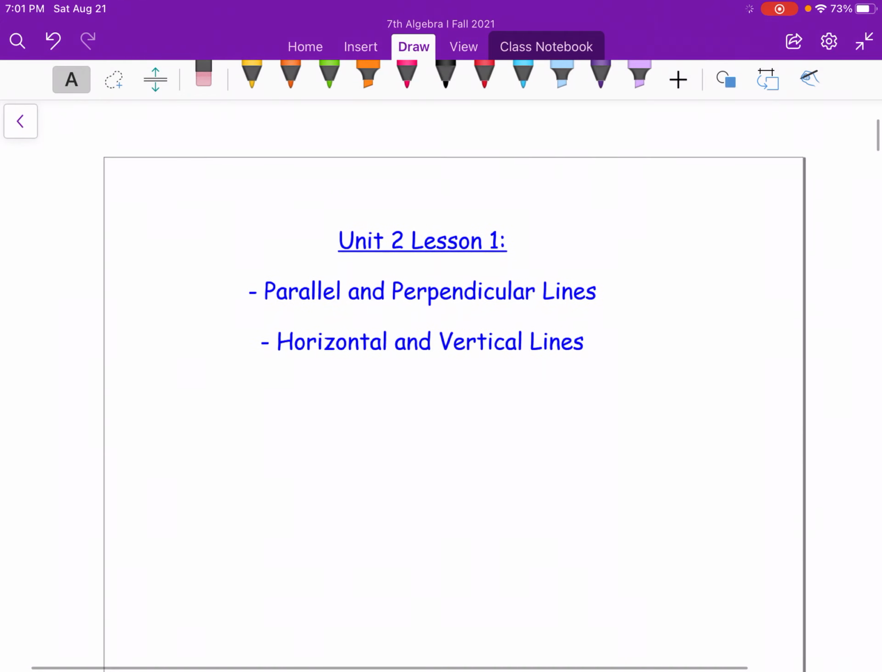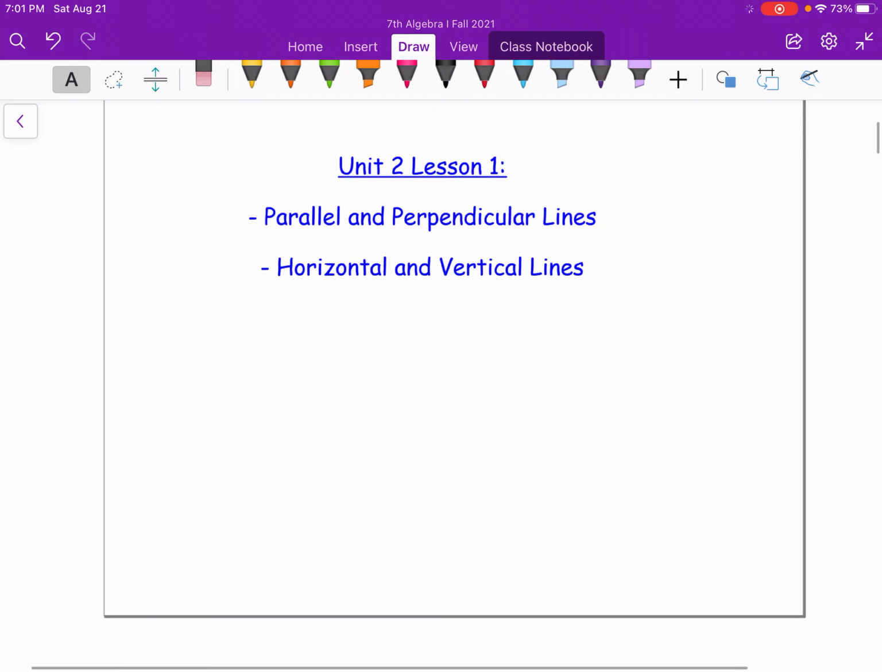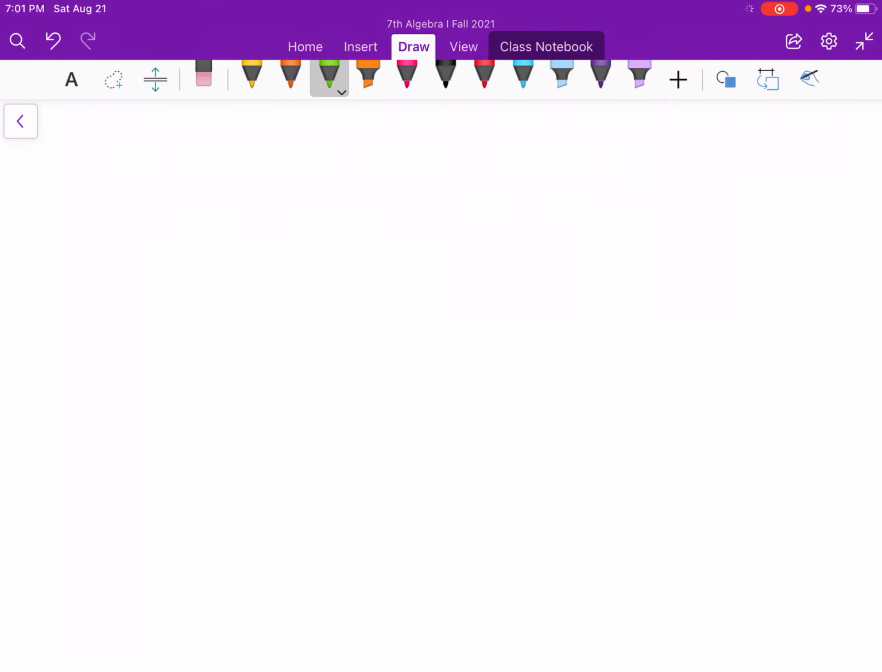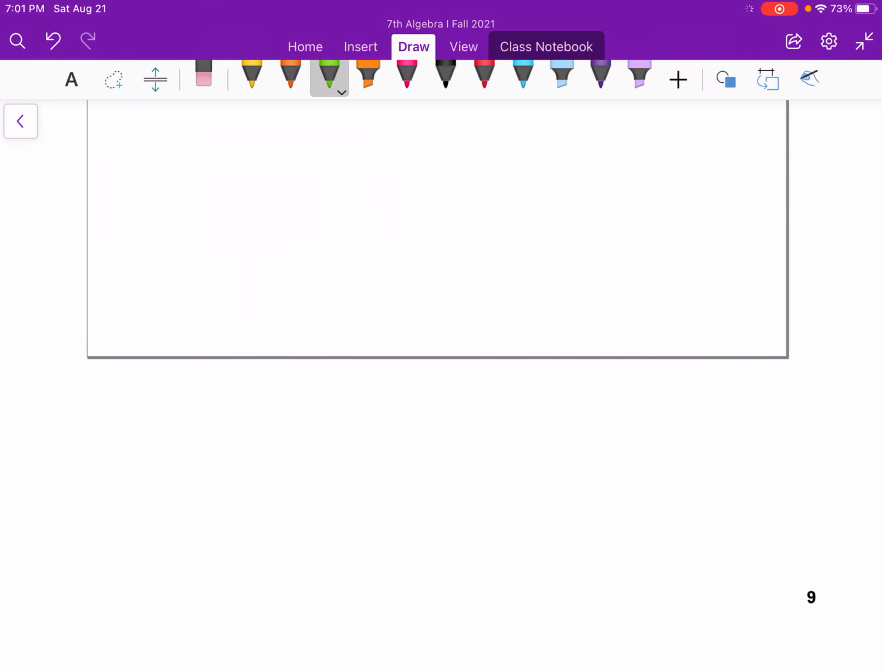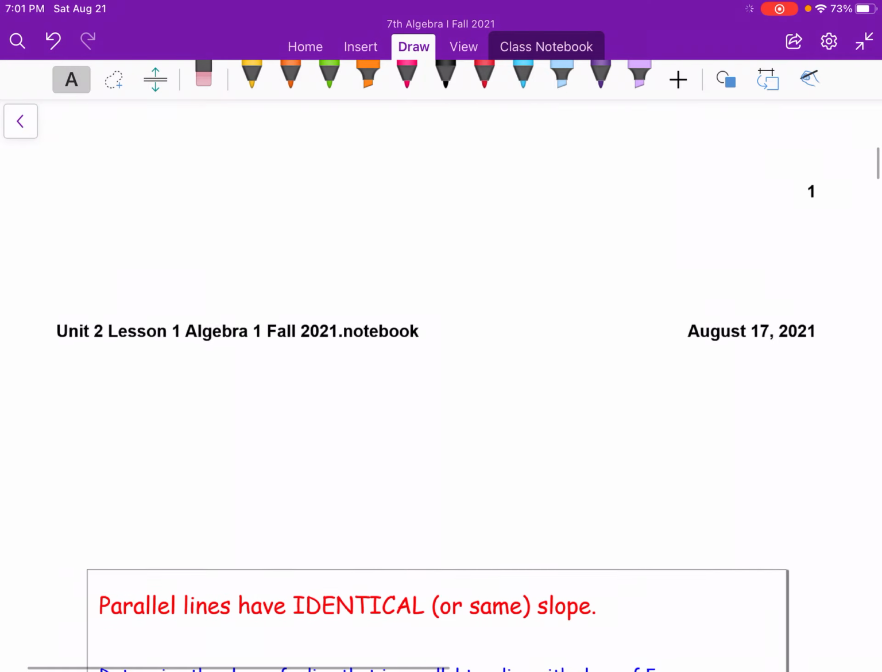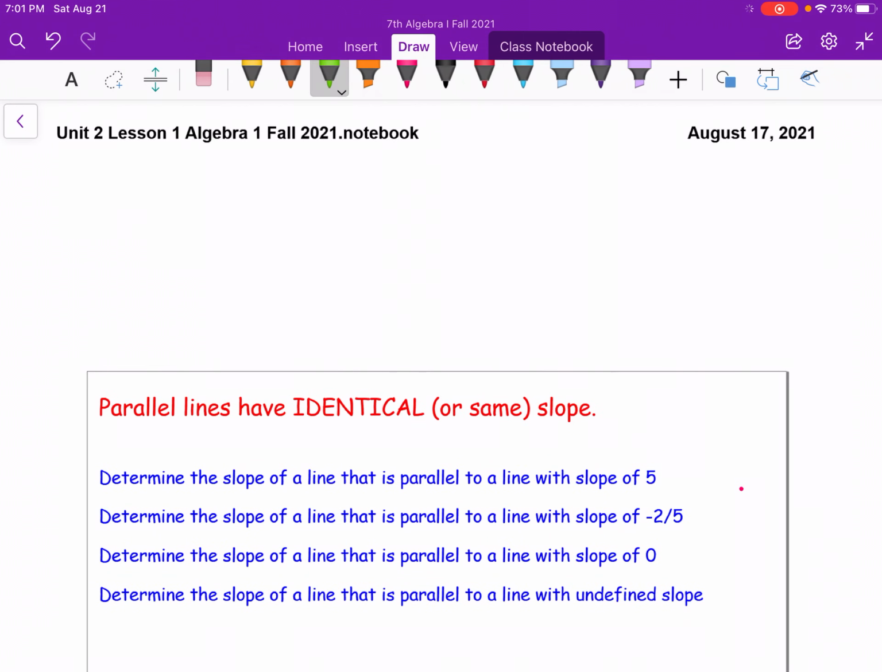Okay, so today we're going to talk about parallel and perpendicular lines and horizontal and vertical lines. So we're going to start with parallel lines. Parallel lines have the identical or same slope. So it looks something like this, right? They go on forever and they never touch. So they have the identical or the same slope.